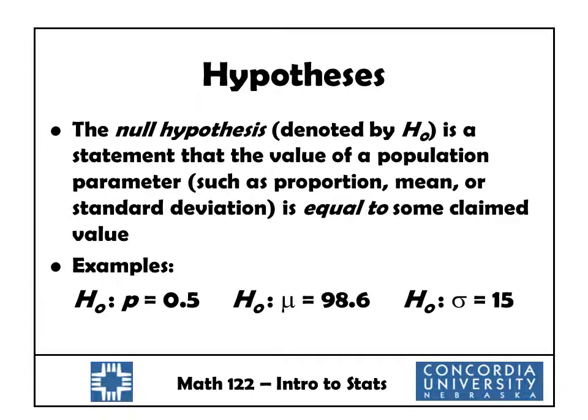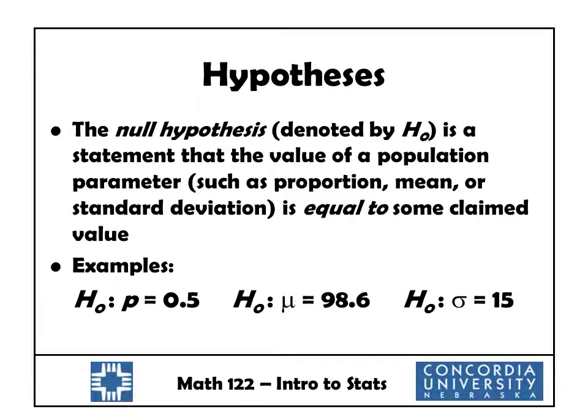So let's talk about these hypotheses. The null hypothesis, denoted by H sub 0, is a statement that the value of a population parameter, such as a proportion, mean, or standard deviation, is equal to some claimed value. Now here are 3 examples of 3 different null hypotheses. One null hypothesis could be the statement that p, a population proportion, equals 0.5. That's one possible null hypothesis.